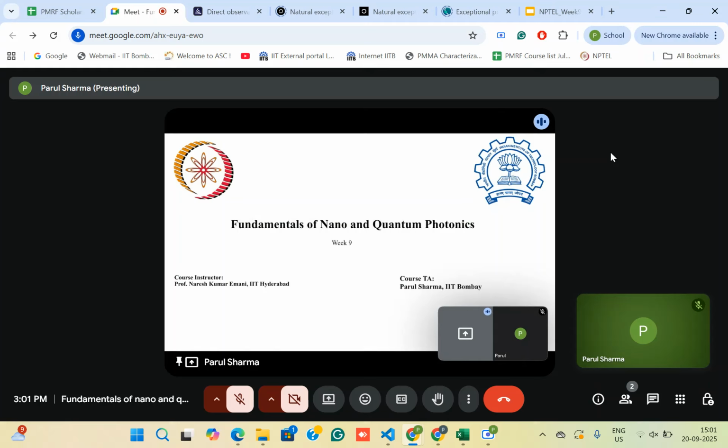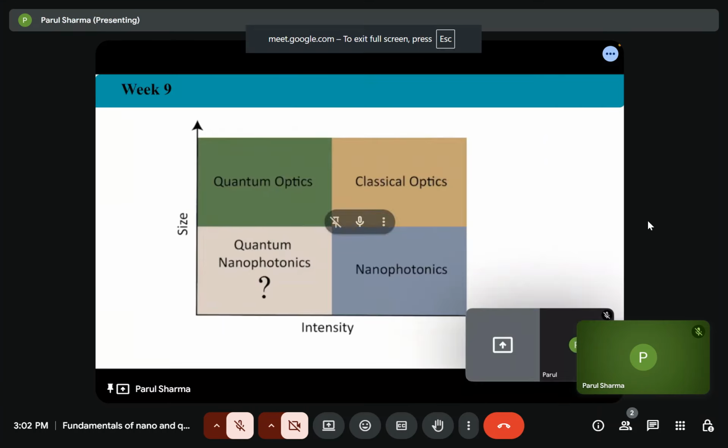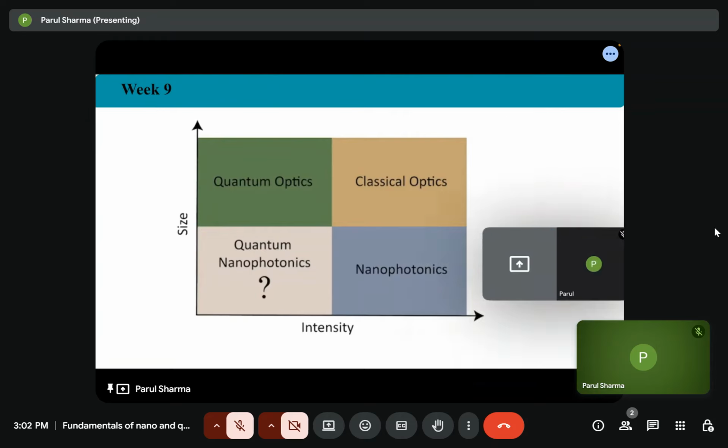So, starting with, you can see one figure on the screen: intensity versus size. So it has four portions.